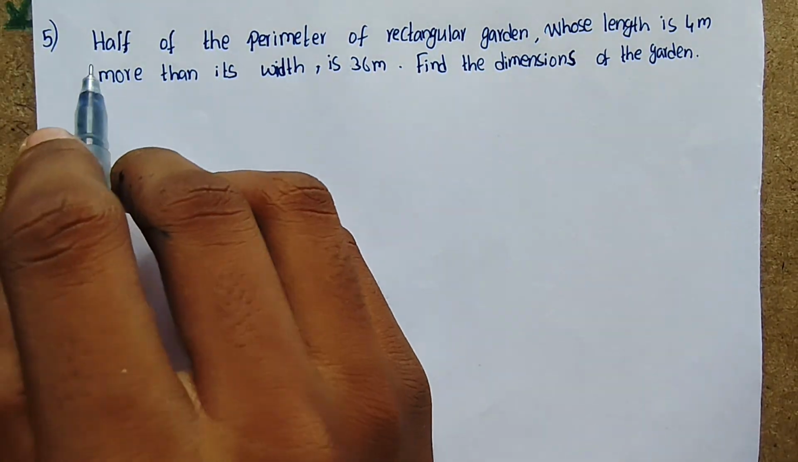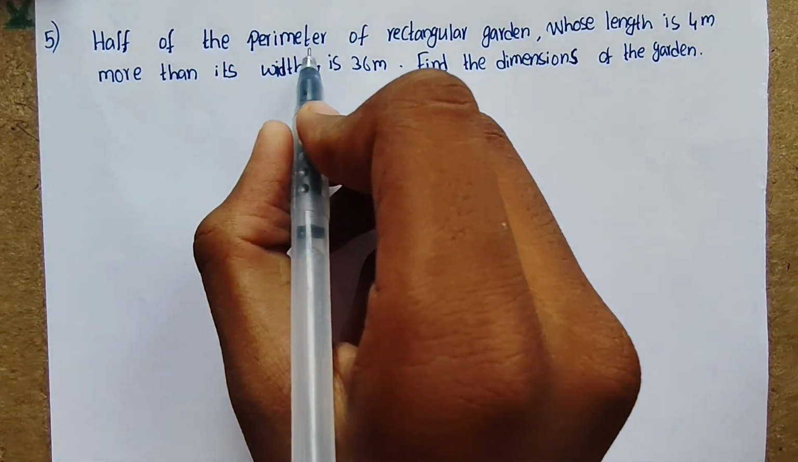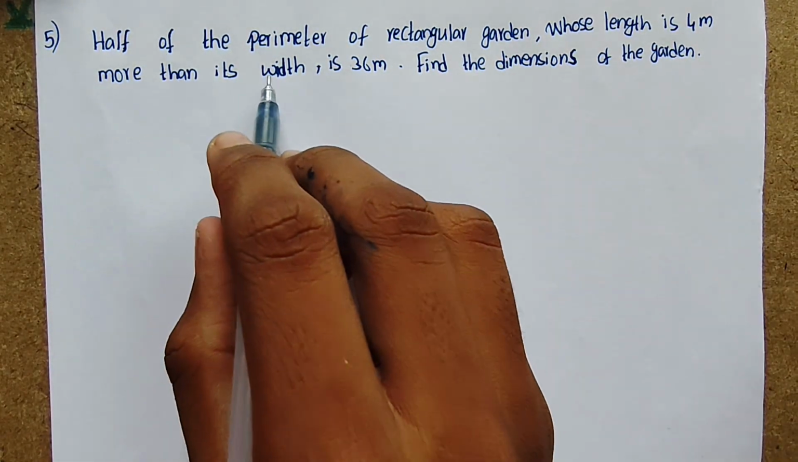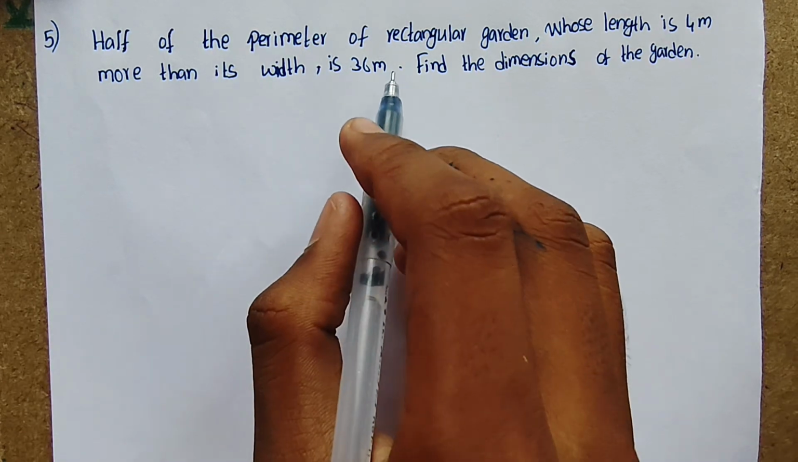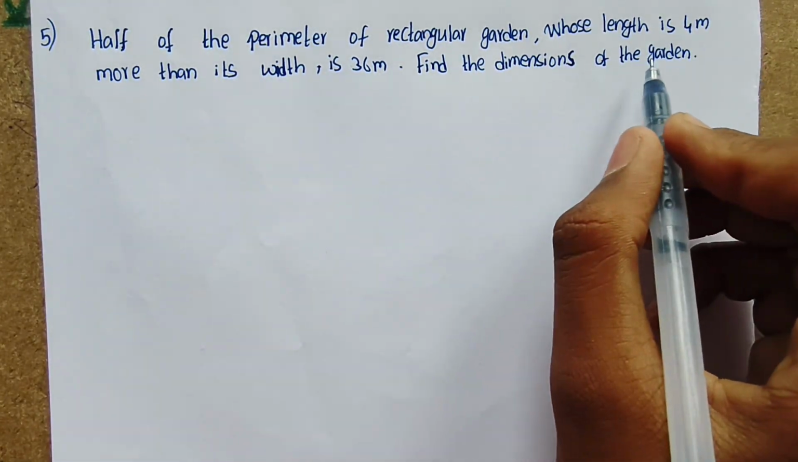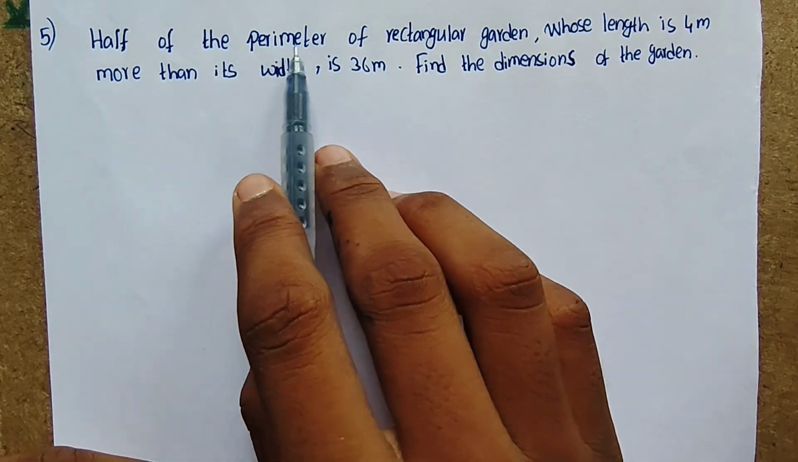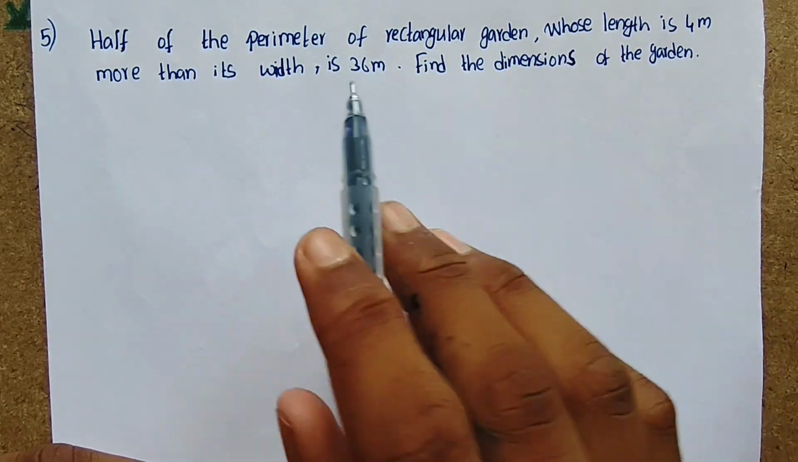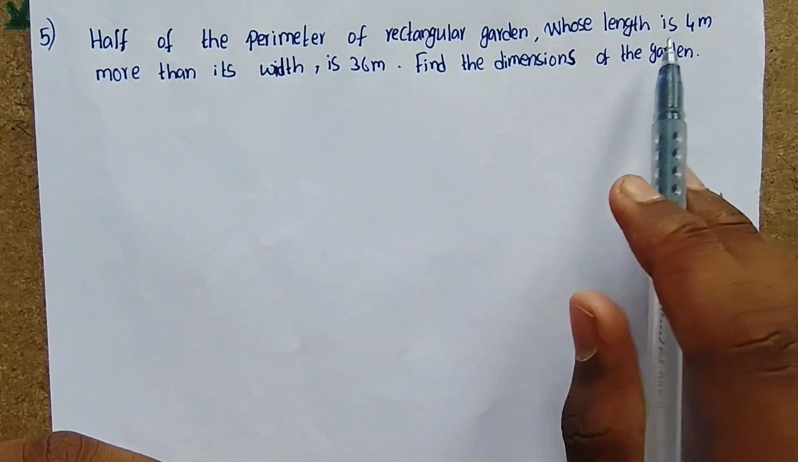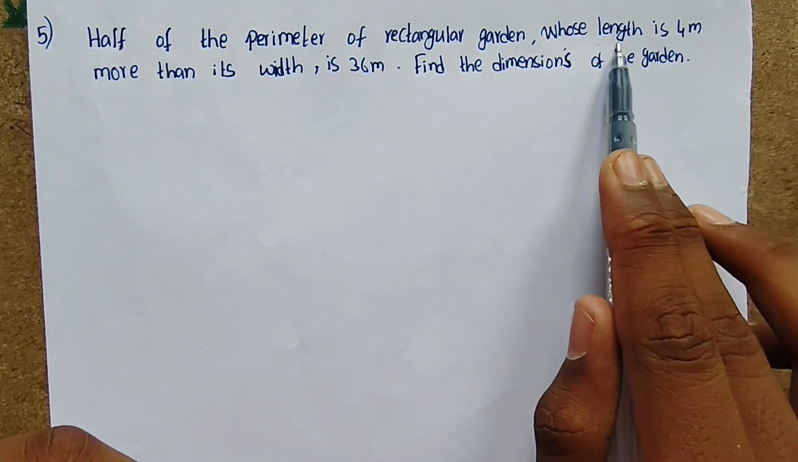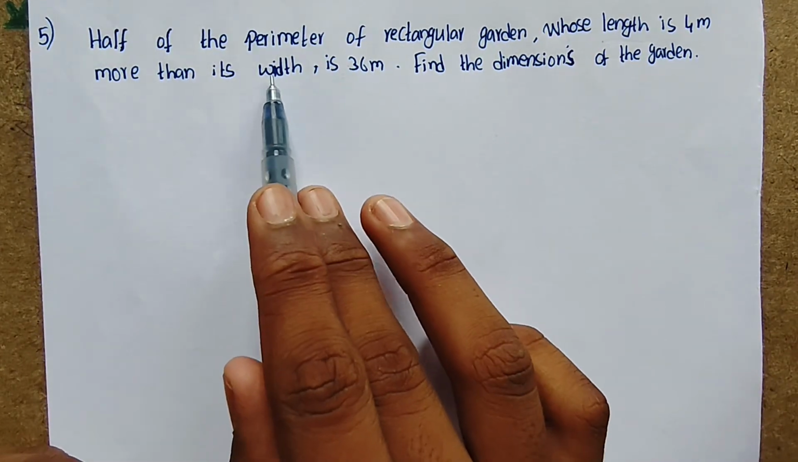Here the 5th problem is: half of the perimeter of a rectangular garden, whose length is 4 meters more than its width, is 36 meters. Find the dimensions of the garden. Here they gave the half of the perimeter of the rectangular garden as 36 meters. They also gave that the length is 4 meters more than its width.